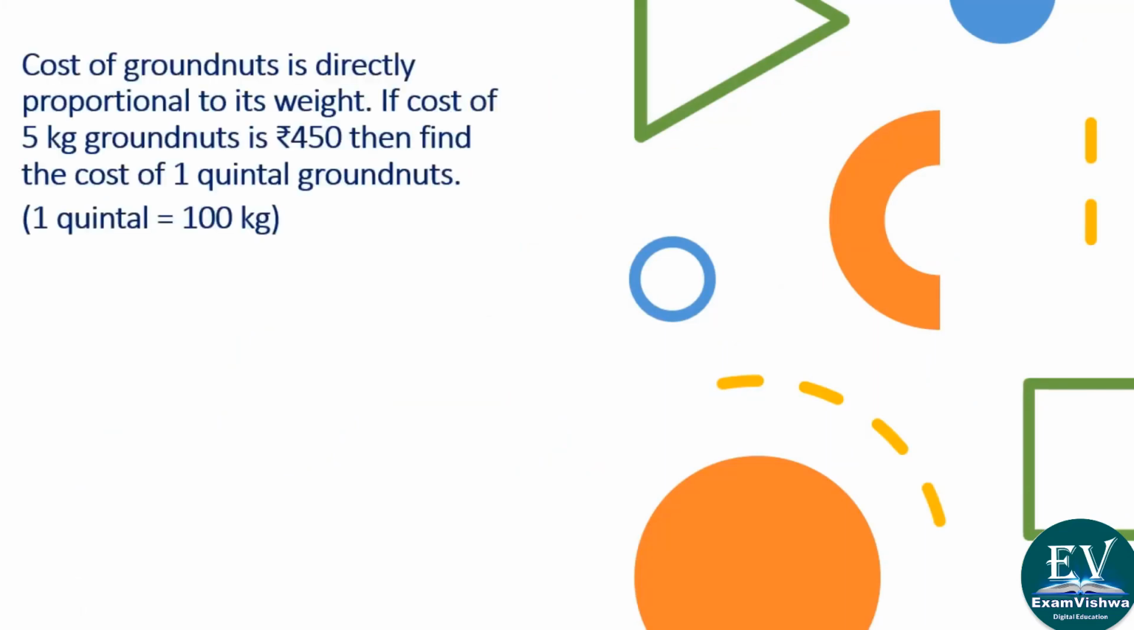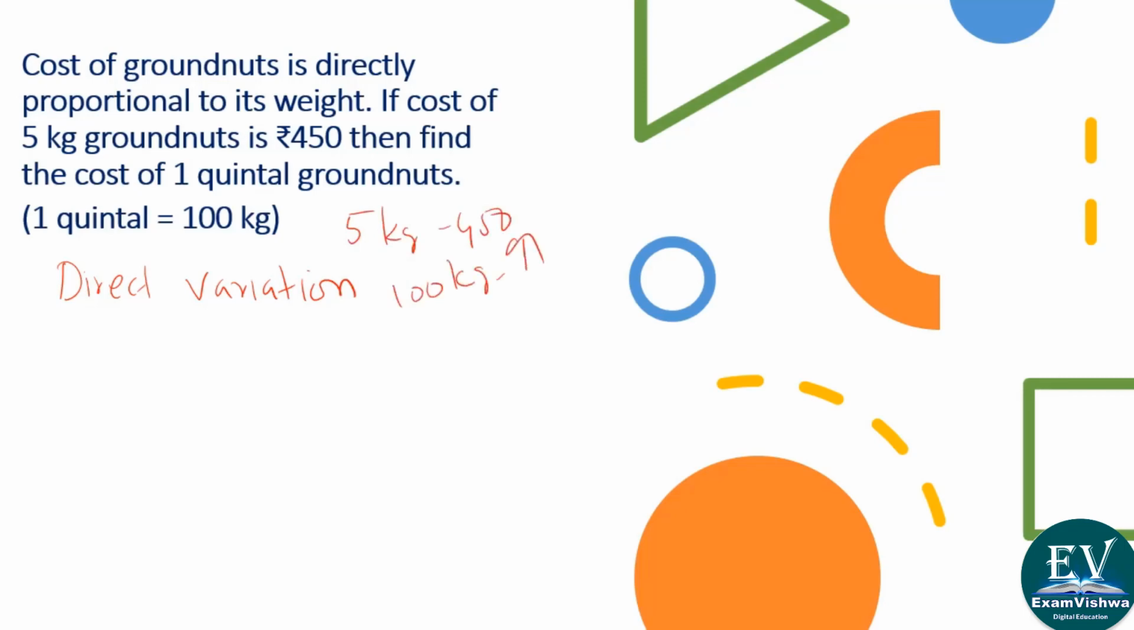For that we have a sum here, or question. Cost of groundnut is directly proportional to its weight. If the cost of 5 kilograms of groundnut is 450 rupees, then find the cost of 1 quintal of groundnut. We will simply understand this is a sum of direct variation. Why? Because when one quantity increases, the other directly increases. One is 5 kilogram, it is 450. We know that 100 kilograms will be very high.